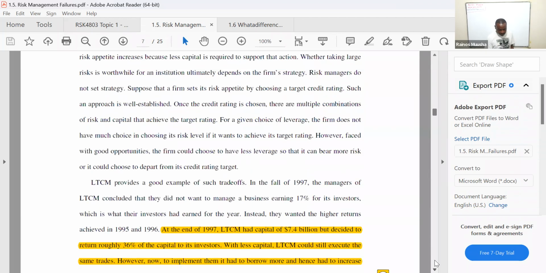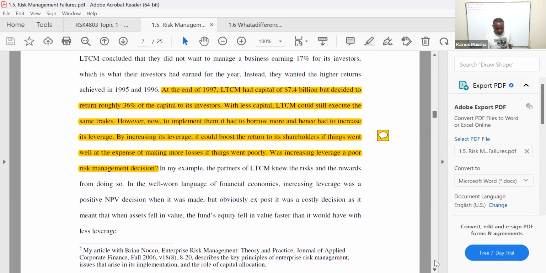Then, going back to the case study of LTCM, they say that when they suffered large losses, at the end of 1997, LTCM had a capital of 7.4 billion, but decided to return roughly 36% of the capital to its investors. So with less capital, LTCM could still execute the same trades. However, to implement them, it had to borrow more and hence had to increase its leverage.